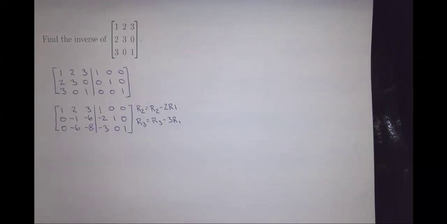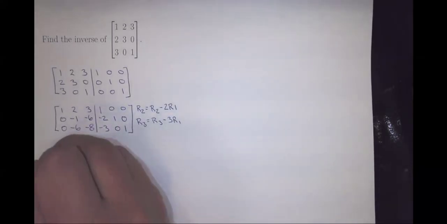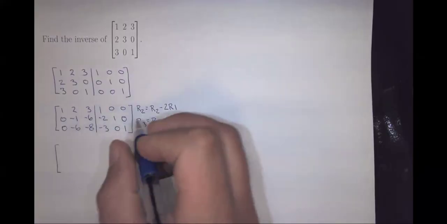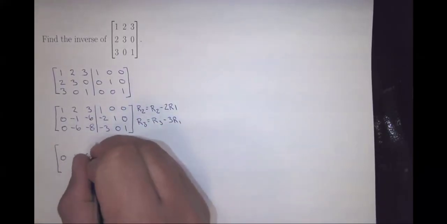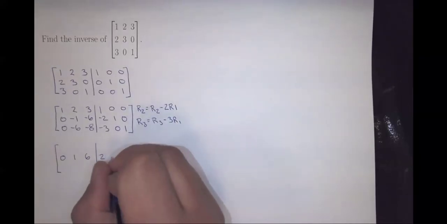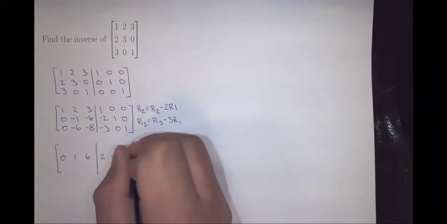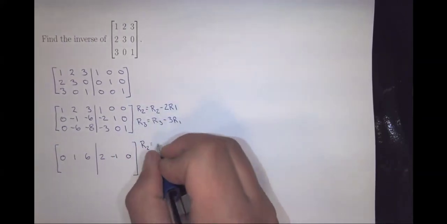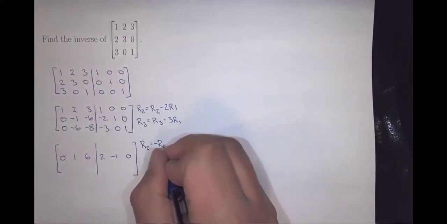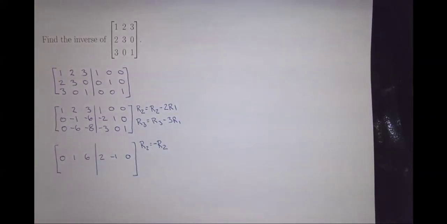Next, we're going to eliminate the second column. So we want to pivot around the second column, second row. Because it's a -1, all we have to do is reverse the sign, so we can do that pretty simply. So that'll be 0, 1, 6, 2, -1, 0. So here, row 2 is going to be negative row 2. Right, we just switch the signs.